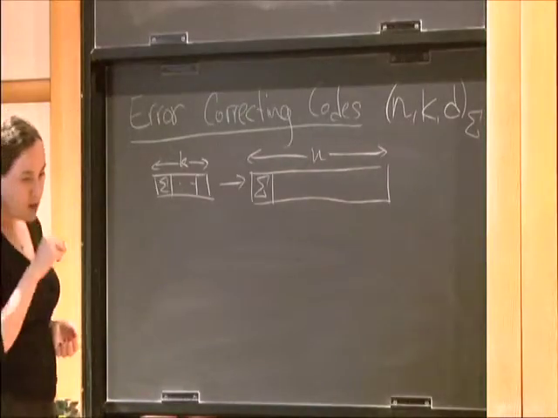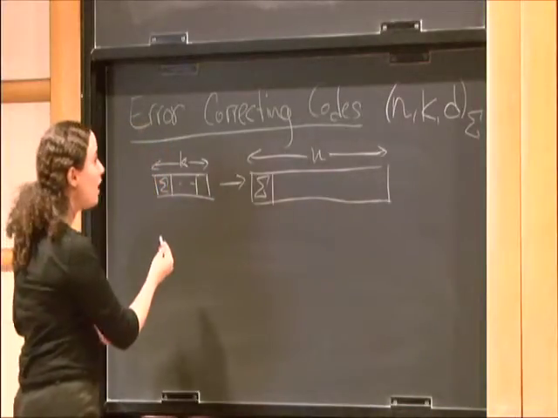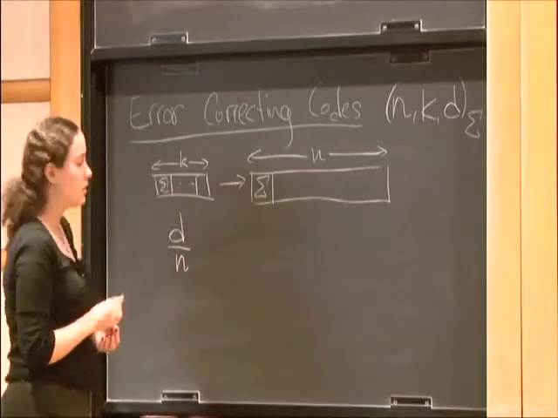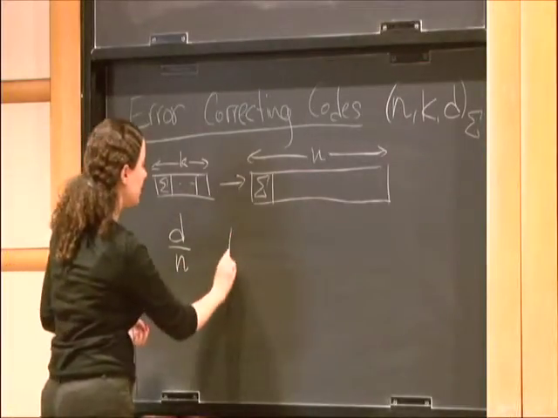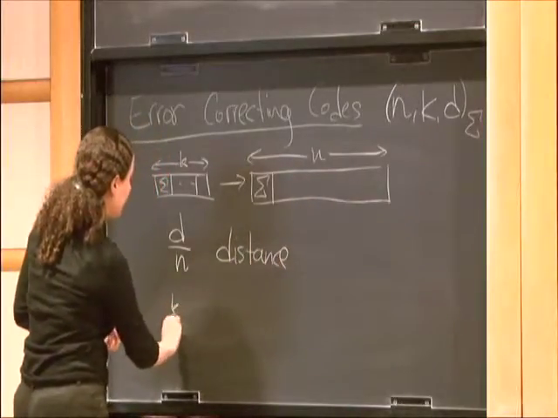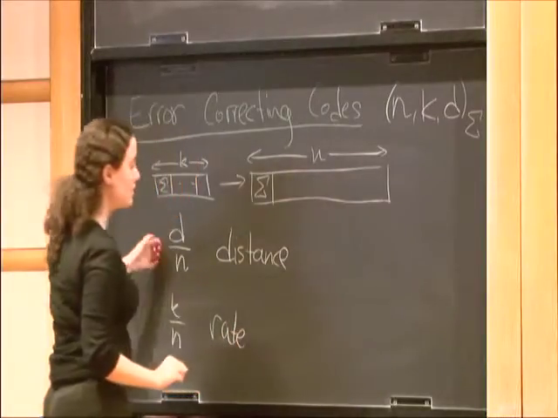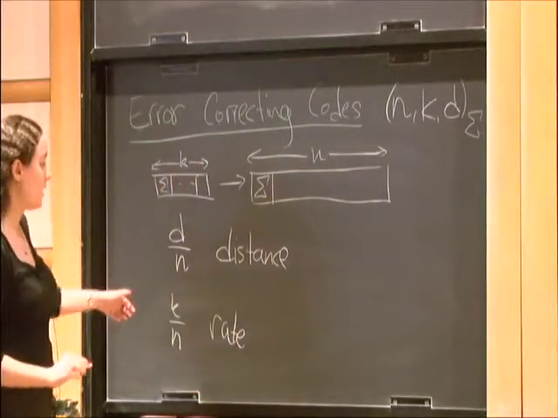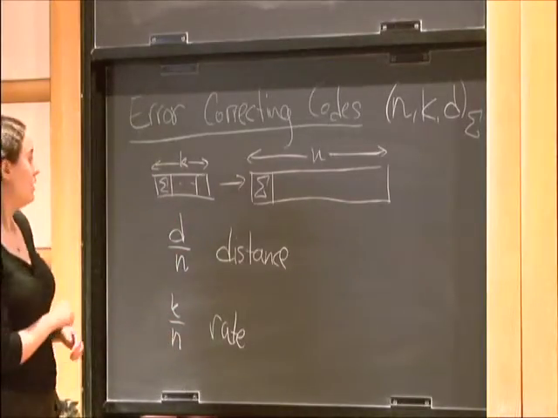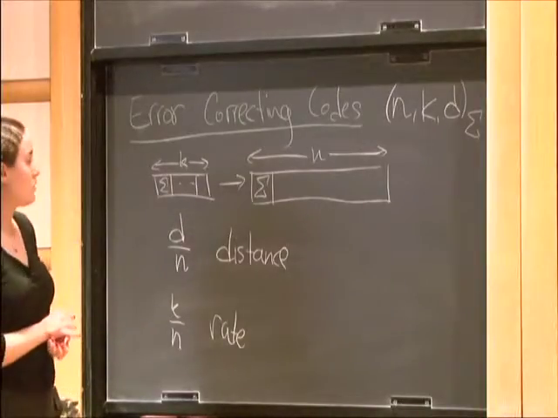Okay. There are two important parameters. One is the relative distance, this is d over n. The other is the rate, which is k over n. We want the distance to be as large as possible. We want the rate to be as large as possible, meaning that we have a short encoding that manages to separate the code words a lot.